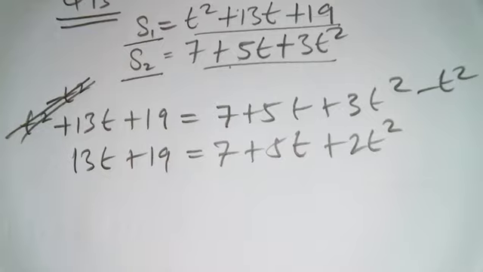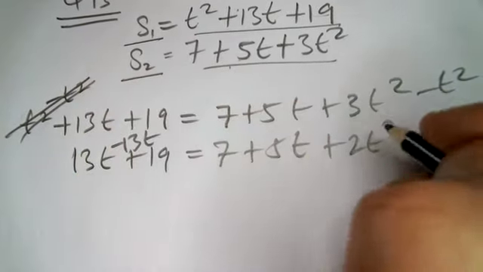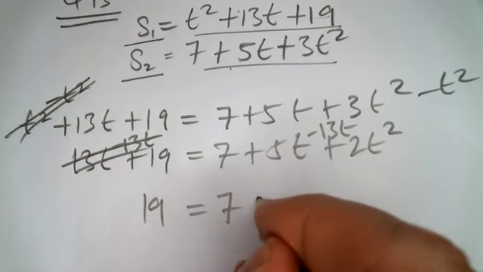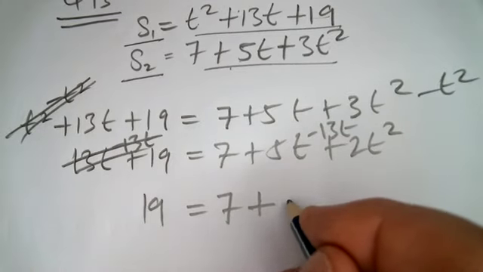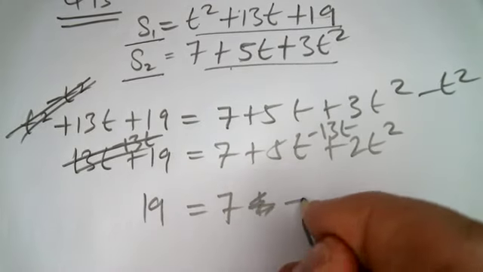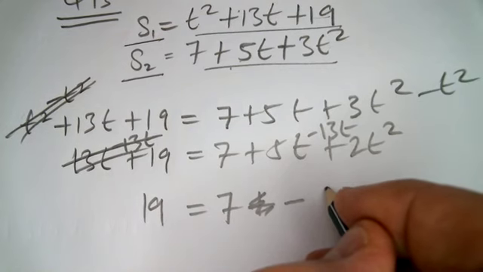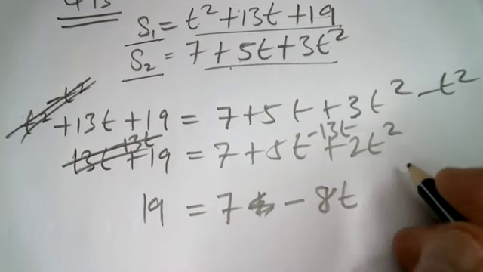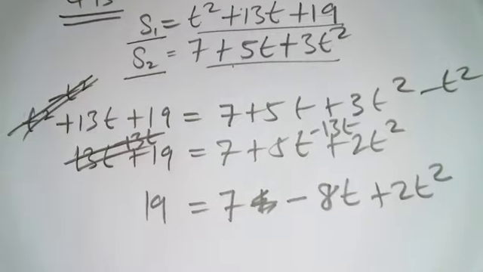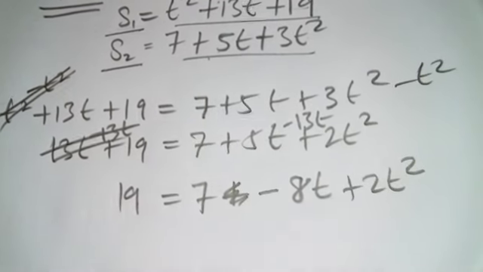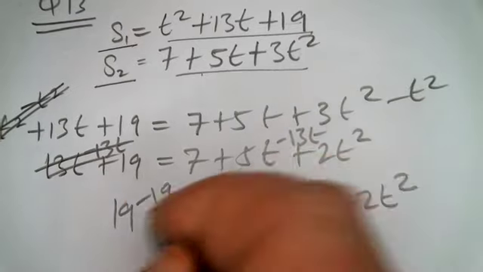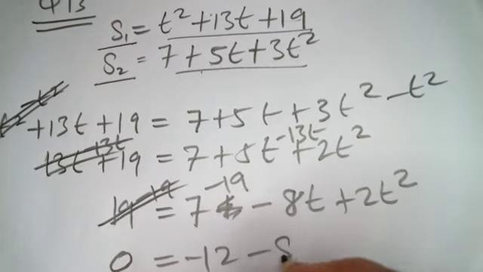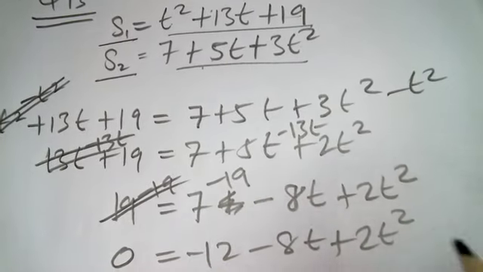Now I'm going to subtract 13t off both sides. So I end up with 19 is equal to 7 minus 8t, sorry, I'm not thinking, plus 2t squared. Then I'm going to subtract 19 from both sides, so subtract 19 off there, subtract 19 off there. This is now equal to 0. And 7 minus 19 is negative 12, minus 8t plus 2t squared.